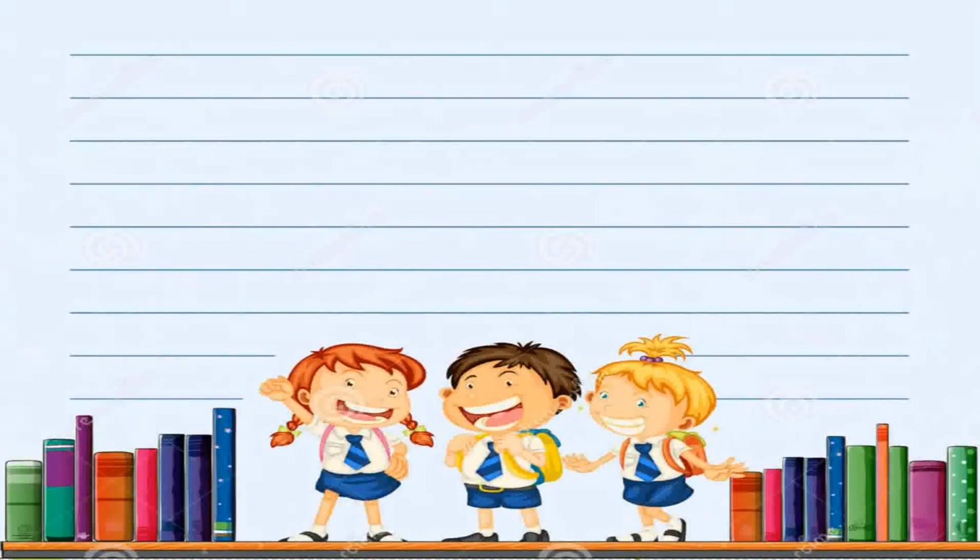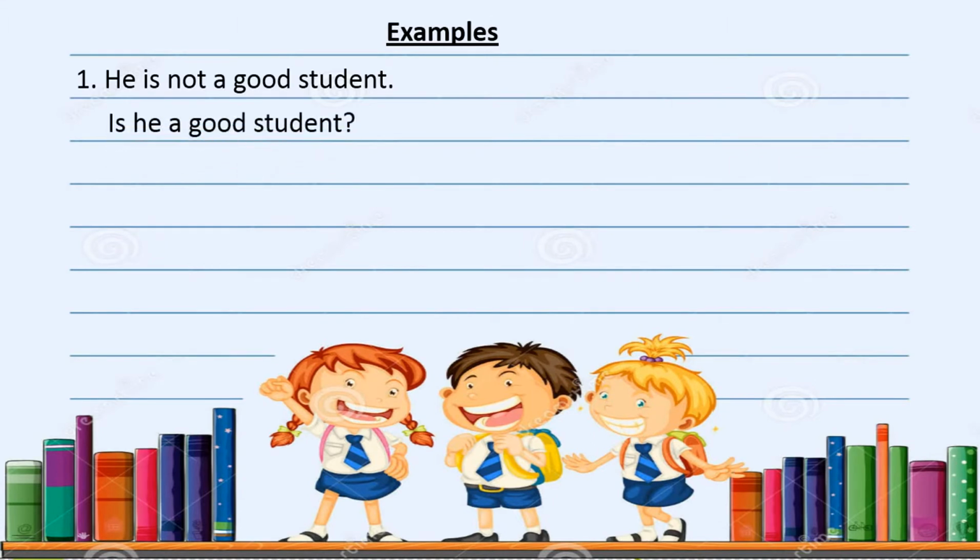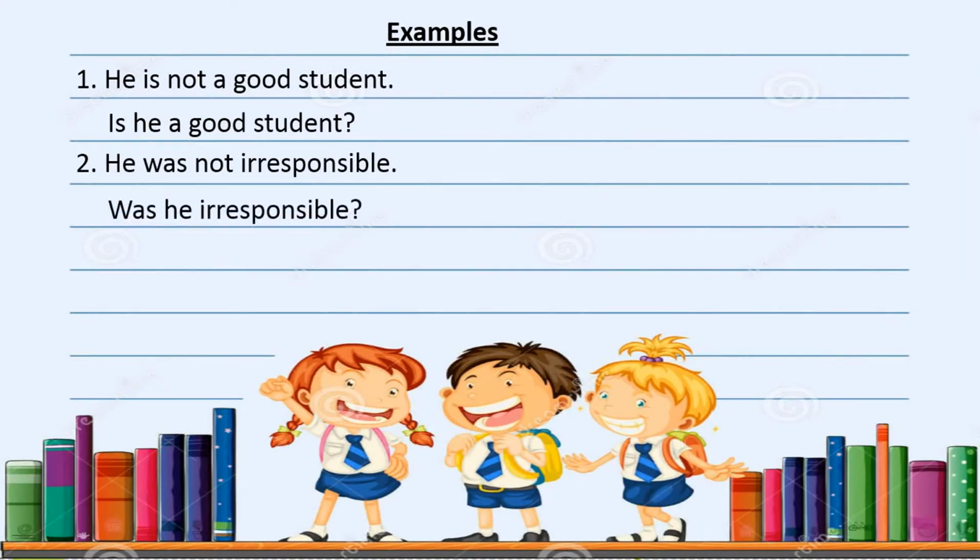Let's have examples to make it more clear. Example: he is not a good student. Here the sentence is negative, so you have to use the auxiliary verb before the subject and omit the negative word. So, is he a good student? Here is the answer: is he a good student? He was not irresponsible. Negative sentence. So you have to use the auxiliary verb was with the subject and omit the word not. So, was he responsible?